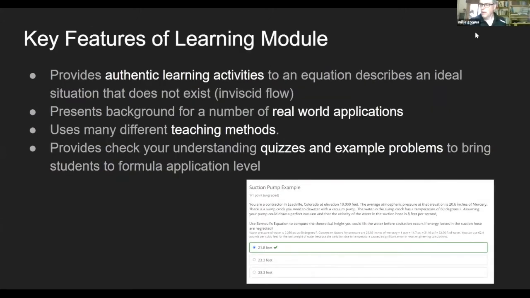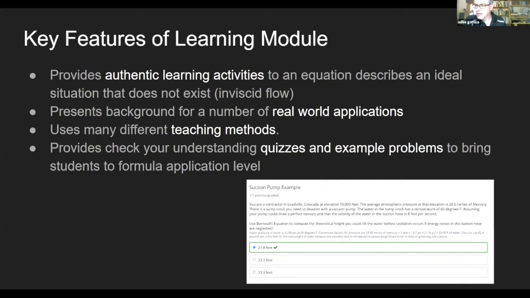All right, so key features of this learning module: we have authentic learning activities. Now, it's a little bit difficult to come up with authentic learning activities for the Bernoulli equation because the Bernoulli equation describes a situation that does not exist in inviscid flow. If we did have inviscid flow, people could make a whole lot of money because water could be transported without energy loss. But the Bernoulli equation does have a lot of good applications where we have close to inviscid flow.